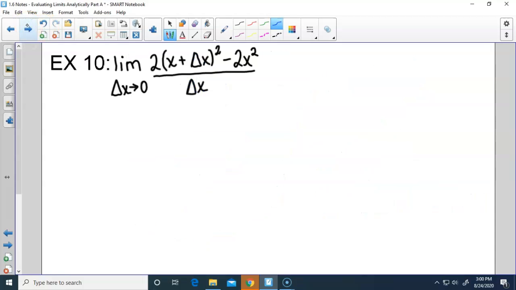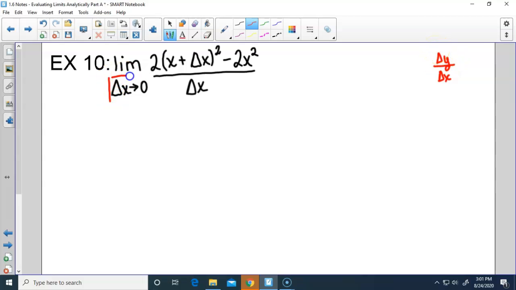Our last example that we're going to do here is the limit as delta x approaches 0 of 2 times (x plus delta x) squared minus 2x squared, all over delta x. And you might be asking yourself, what in the world is that triangle doing in the middle of our problem? You might remember we used that triangle some whenever you were in Math 1. We're doing slope, change in y over change in x. That delta means change in.